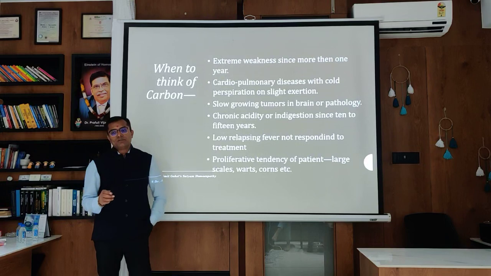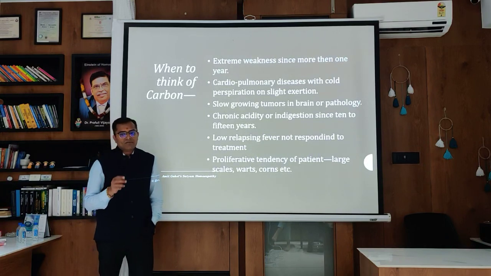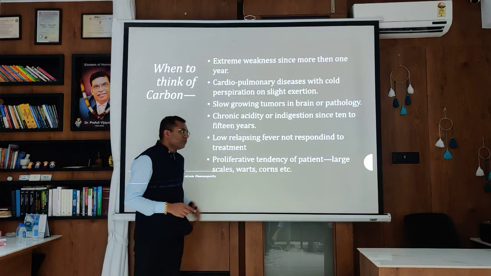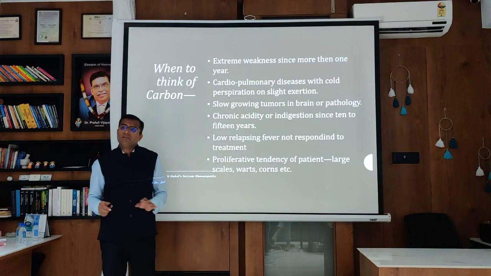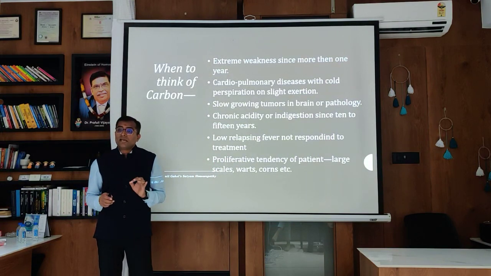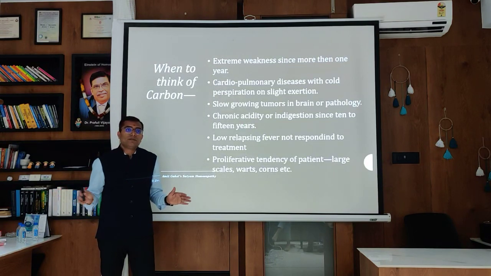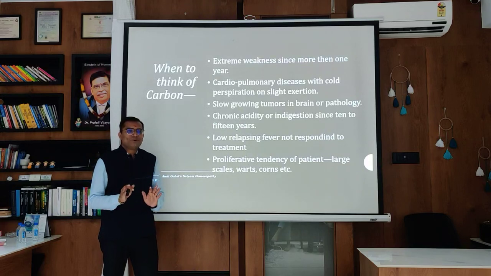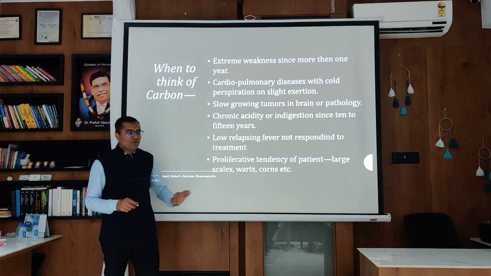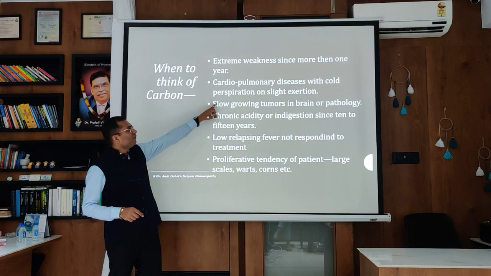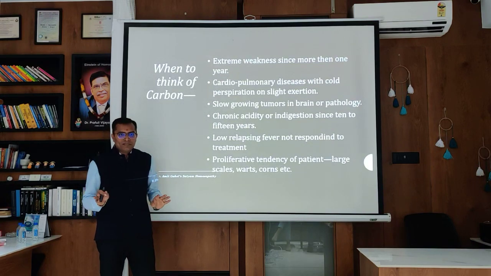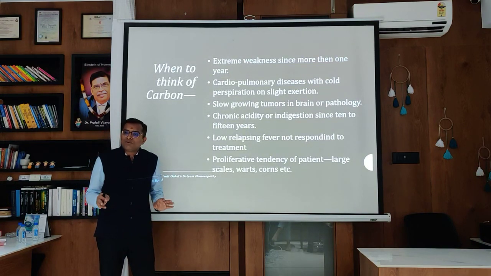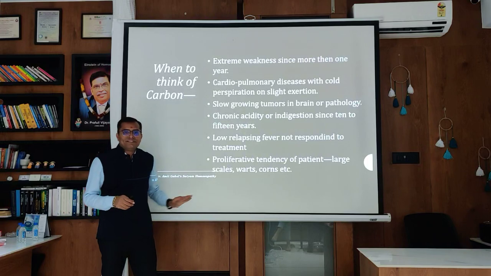Proliferative tendency of the patient, large-scale warts, corns, etc. In a proliferative tendency, they are having a cancerous condition. The person who suffers from long-standing cancer, 10 years, 15 years, but the patient never dies. This is also carbon because carbon is slow. The tumor is slow, which is very important. So the person cannot die out of this cancer. This is carbon.